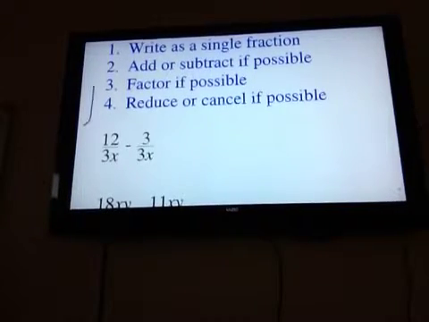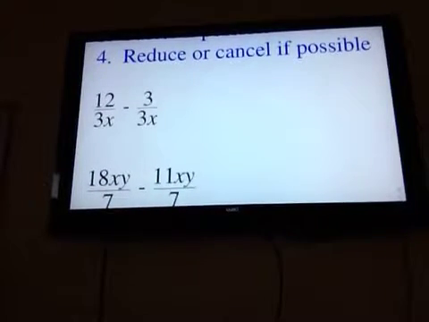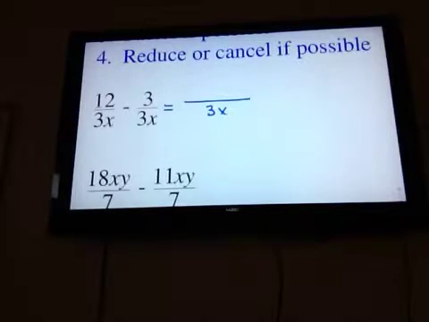Step 1 is to write this as a single fraction, which just means the denominators are alike, so that comes over as the common denominator. And then 12 minus 3. So that's an equivalent statement, an equivalent fraction. You can take 2 fractions with the same denominator and write them as 1 fraction.